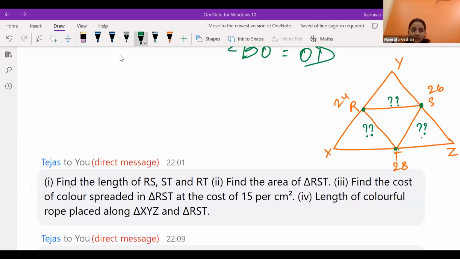Ma'am, I have one more doubt from another reference book, so can I share it with you? Yeah, sure, you can share.